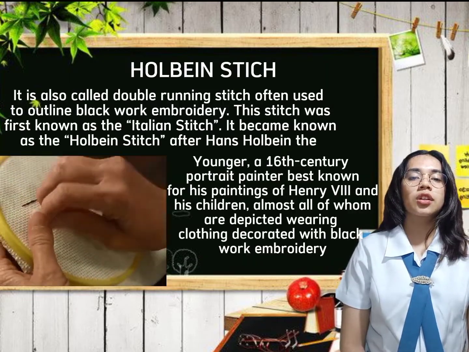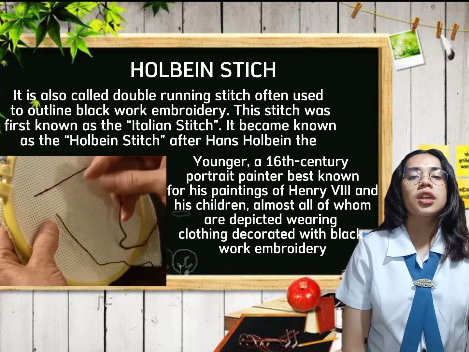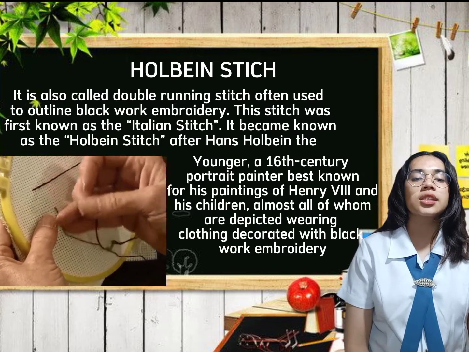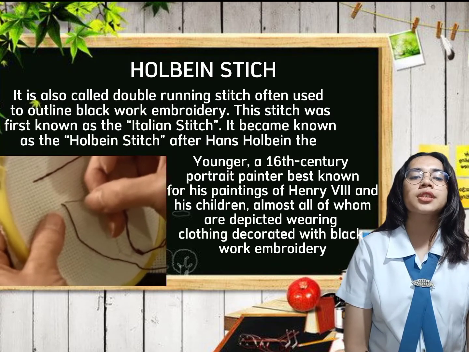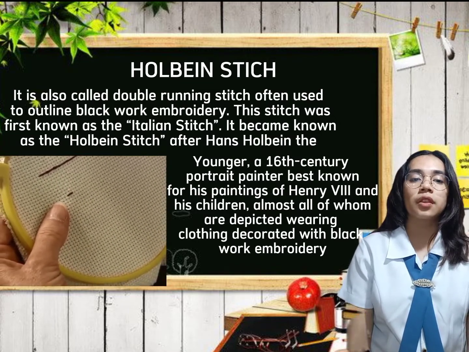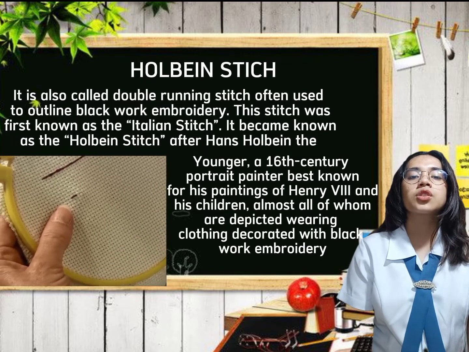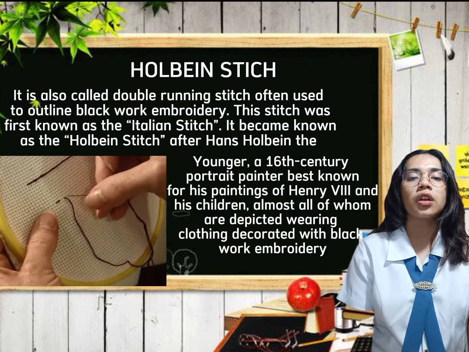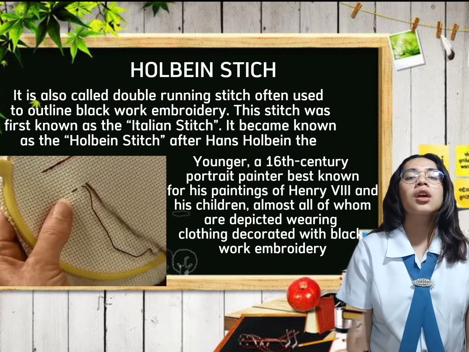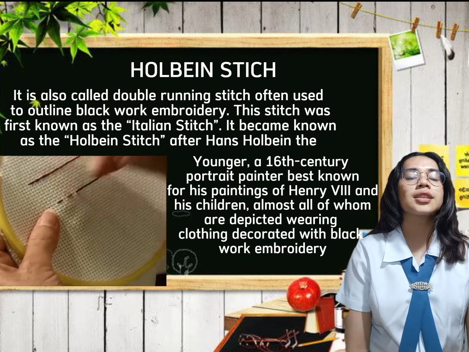Holbein stitch is also called a double running stitch, often used to outline blackwork embroidery. This stitch was first known as the Italian stitch. It became known as the Holbein stitch after Hans Holbein the Younger, a 16th century portrait painter best known for his paintings of Henry VIII and his children, almost all of whom are depicted wearing clothing decorated with blackwork embroidery. And this stitch is mostly used for works as borders.